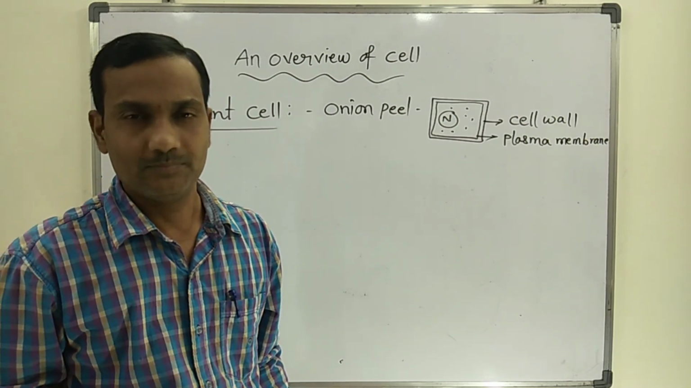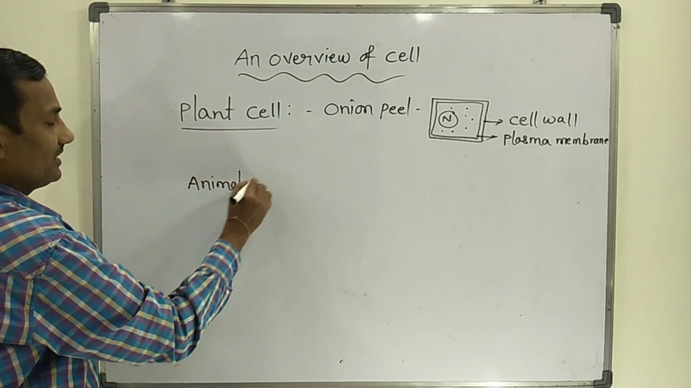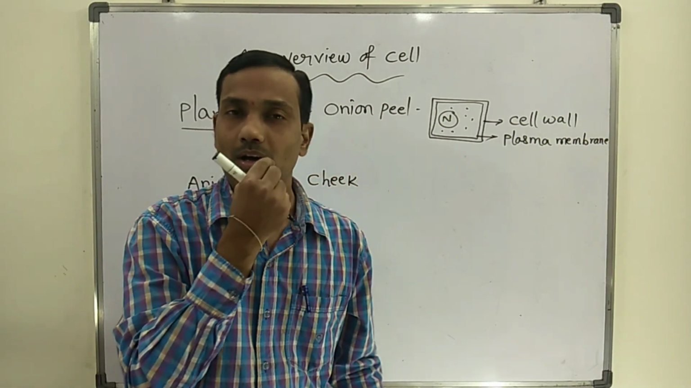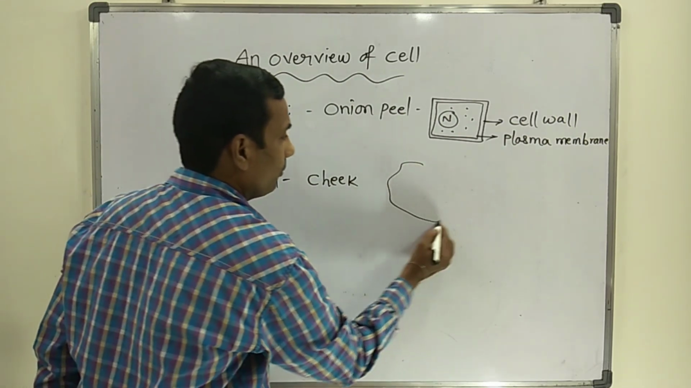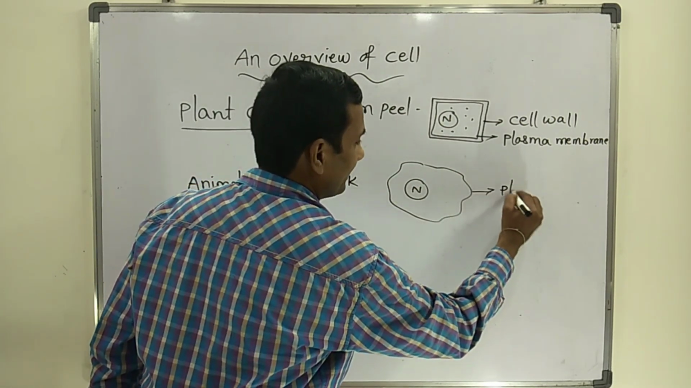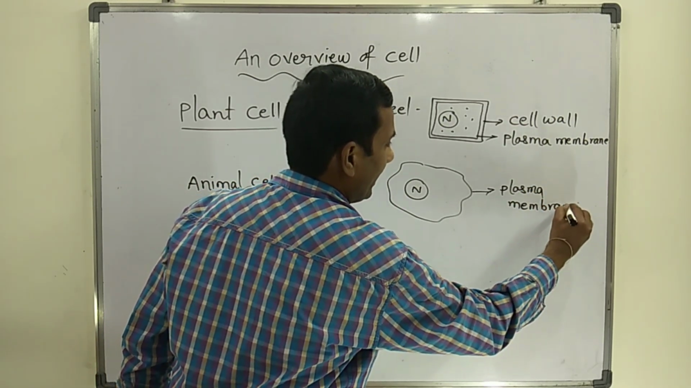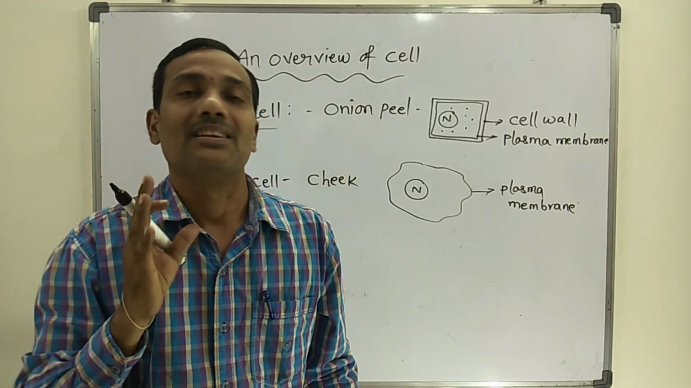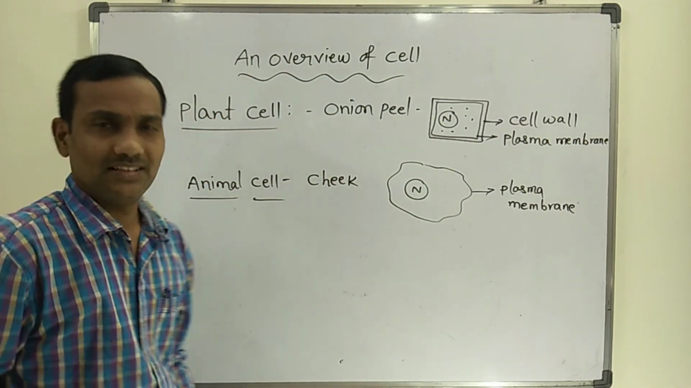Next, inside, the nucleus will be there, as well as cytoplasm, because it is a plant cell, a living cell. So next, animal cell. For an animal cell, take the best example, our cheek cell. If you observe our cheek cell under the microscope, you can observe an outer boundary layer, that is the plasma membrane, because animal cells have the plasma membrane as the outer boundary layer, and a cell wall is not found. That is the major difference between plant and animal cells.